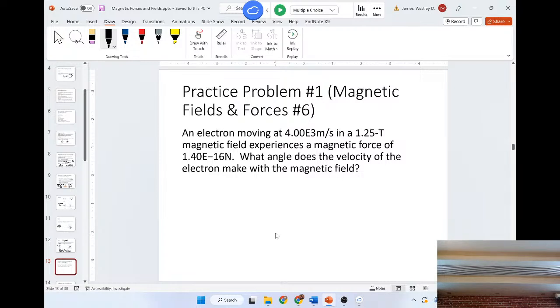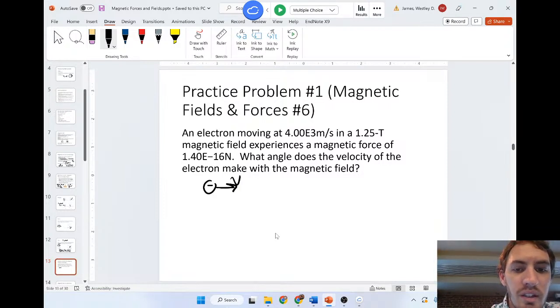An electron moving at 4 times 10 to the 3 meters per second in a 1.25 Tesla magnetic field experiences a magnetic force of 1.4 times 10 to the minus 16 newtons. What angle does the velocity of the electron make with the magnetic field? I can't even draw a picture here because it doesn't tell you which way things are pointed. So I'm going to skip the picture drawing. Here's a negative charge and it's moving. That's about as much of a picture as I'm going to draw. Anything extra will probably just make things more confusing.